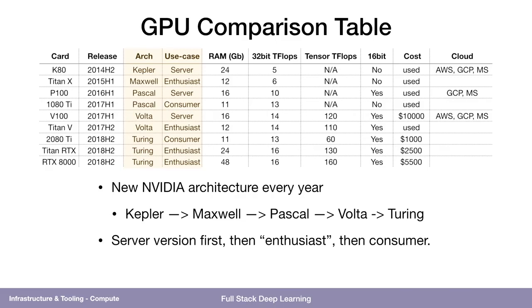And then they come out with a server version of the card first, and then a version for enthusiasts, which is like a more expensive card, and then finally a version for consumers. So that would be like the 1080 Ti, the 2080 Ti. And technically for business, you're only supposed to use server cards.